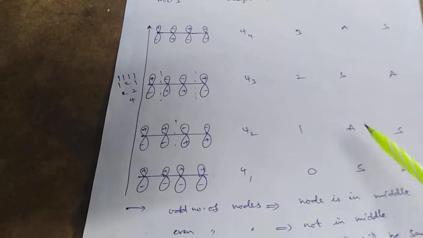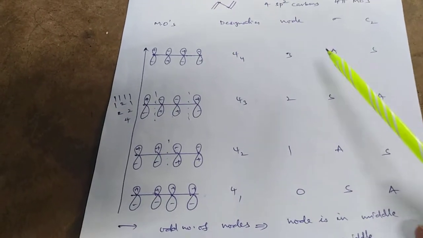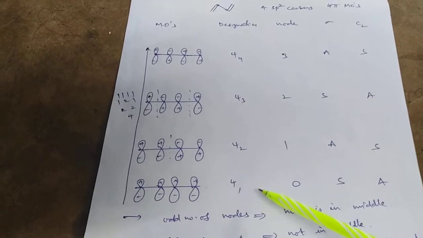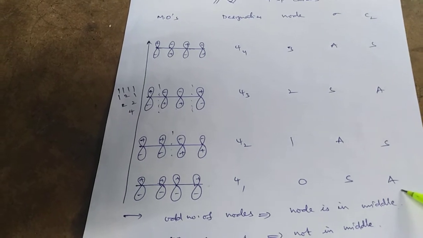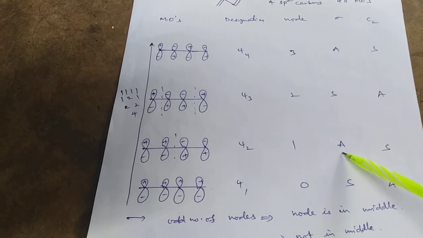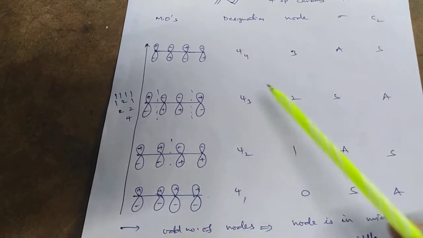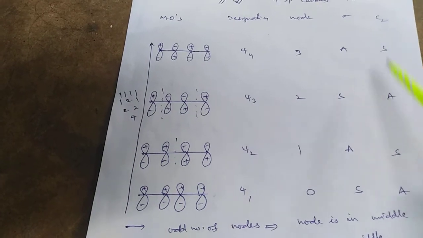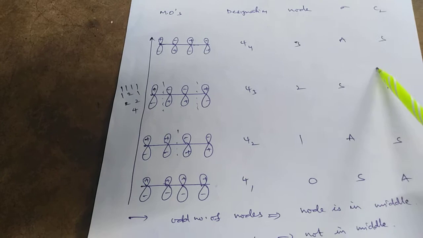So similarly we can explain mirror plane symmetry, that is sigma and C2. For Psi1, sigma is symmetry, C2 is antisymmetry. For Psi2, sigma is antisymmetry, C2 is symmetry. For Psi3, sigma is symmetry, C2 is antisymmetry. For Psi4, sigma is antisymmetry, C2 is symmetry.